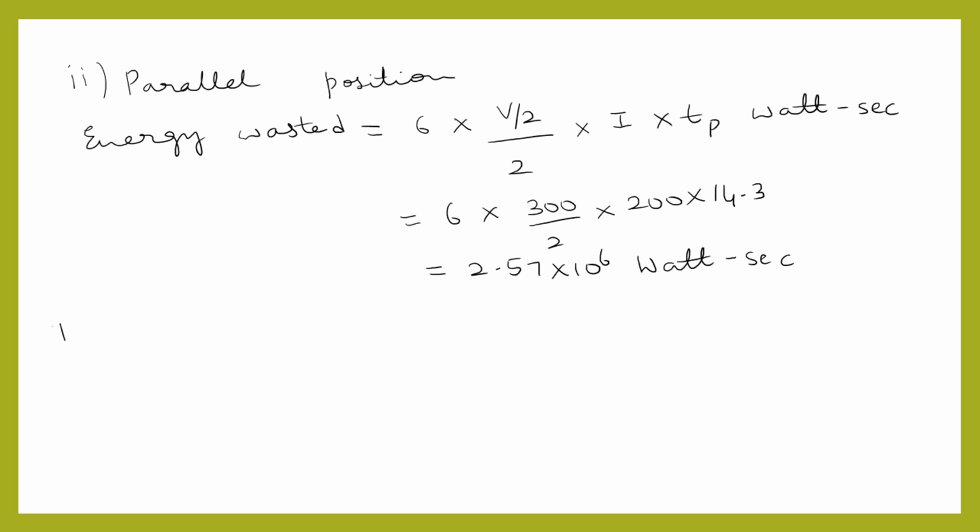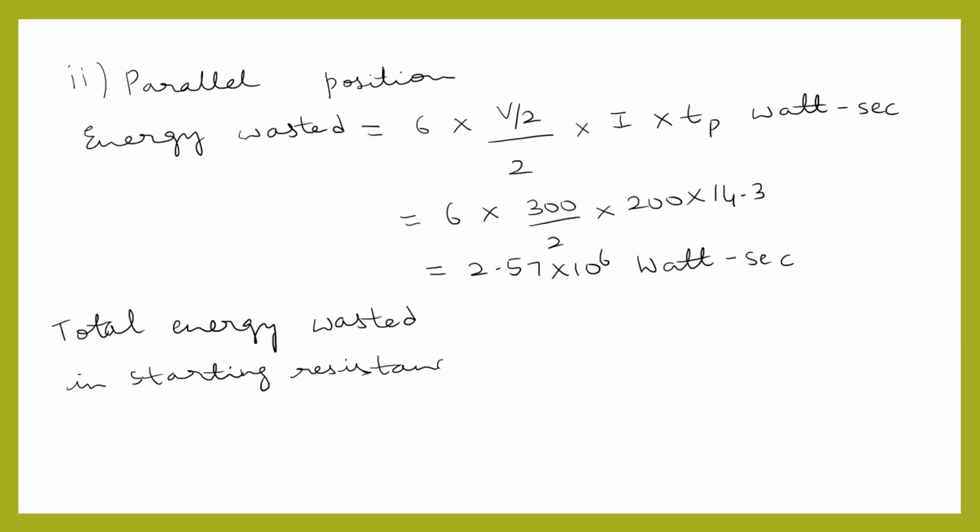Therefore, the total energy wasted in the starting resistance is the energy wasted in series position plus the energy wasted in parallel position, that is equal to 4.66 into 10 to the power 6 watt second. This is equal to 1.29 kilowatt hour.